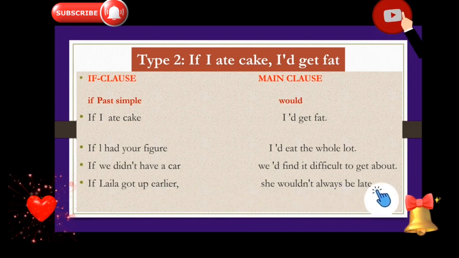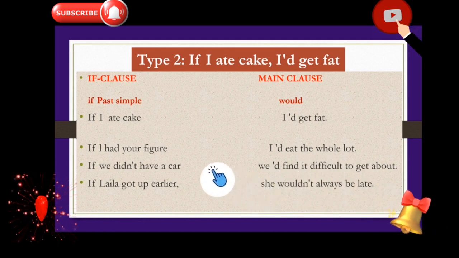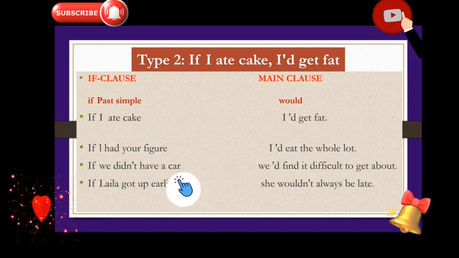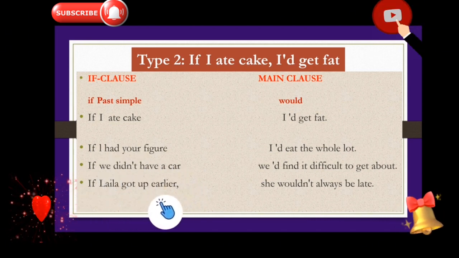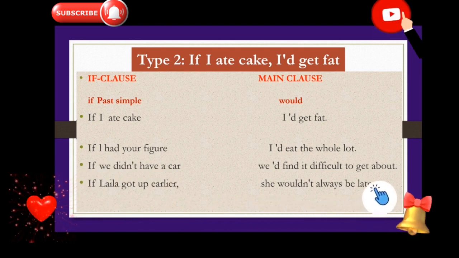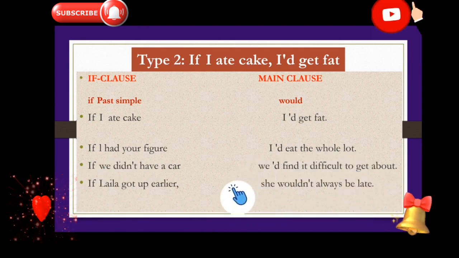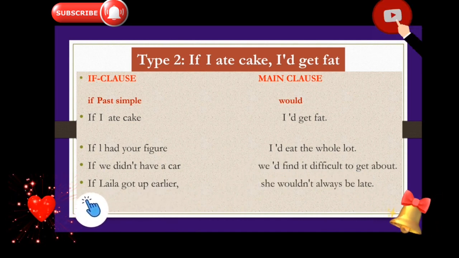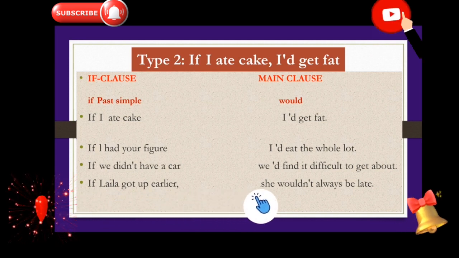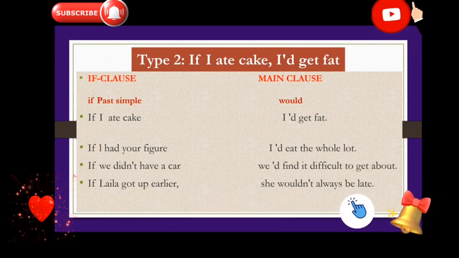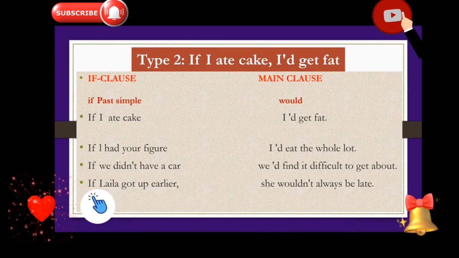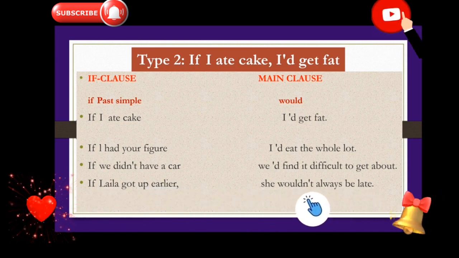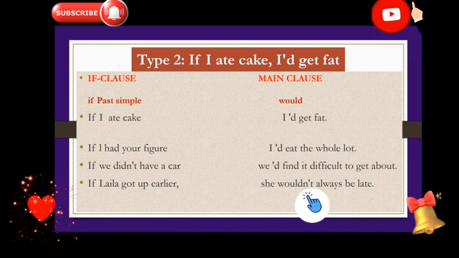So in order not to be late, what needs to happen? Layla needs to wake up early. So Layla needing to wake up early is a condition for what? For this, that she would not always be late. So here we have an unreal situation: if Layla got up earlier, she wouldn't always be late. It means that Layla doesn't get up or wake up earlier. That is why she is late all the time.